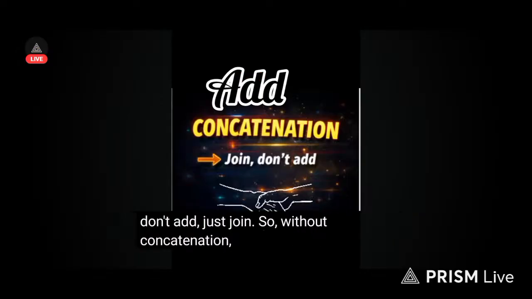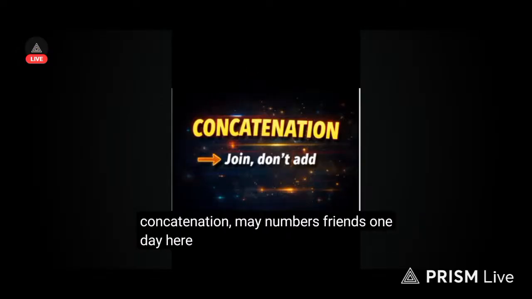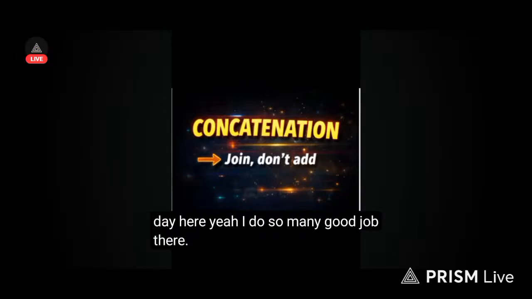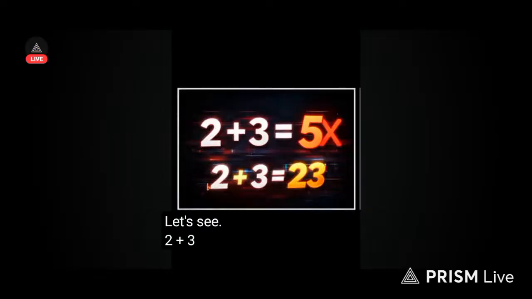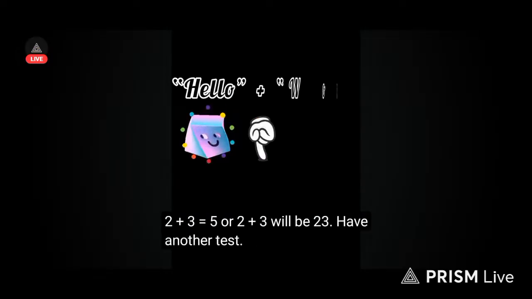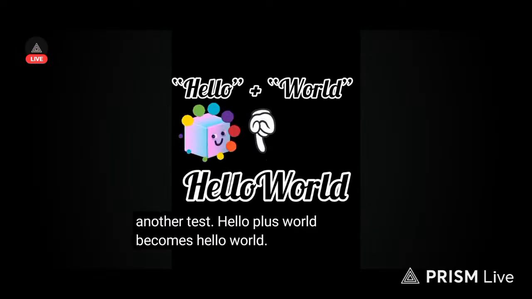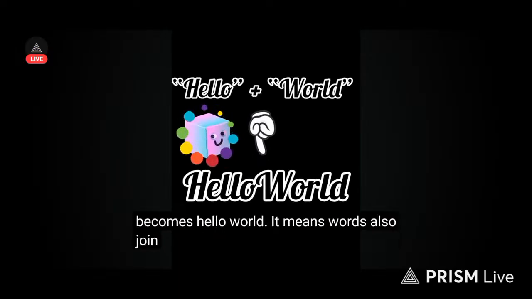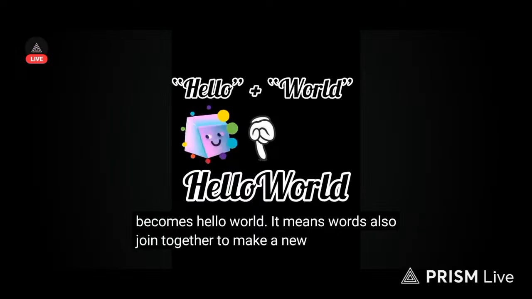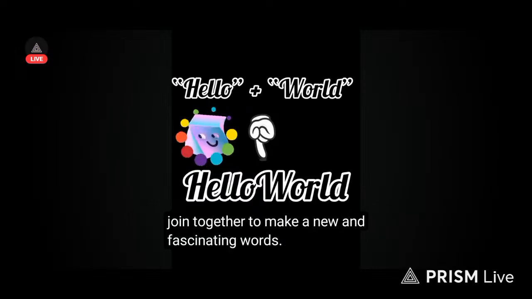तो बताओ concatenation में numbers friends बनते हैं या एक दूसरे में जुड़ जाते हैं? Let's see. 2 plus 3 equal to 5 or 2 plus 3 will be 23. Have another taste. Hello plus world becomes hello world. It means words also join together to make new and fascinating words.